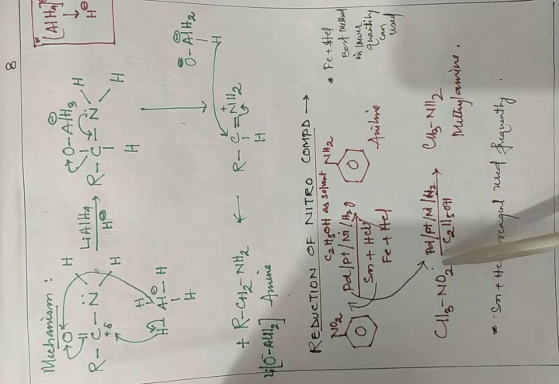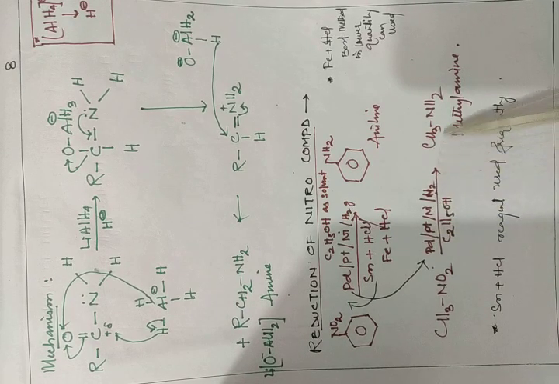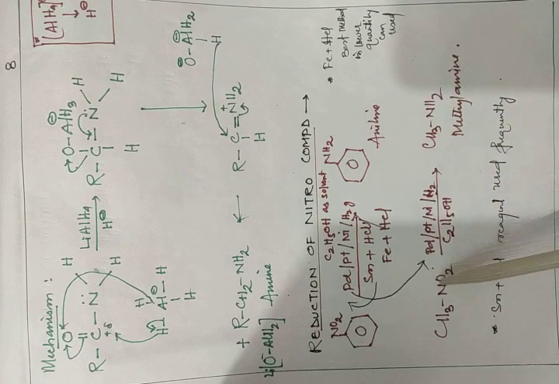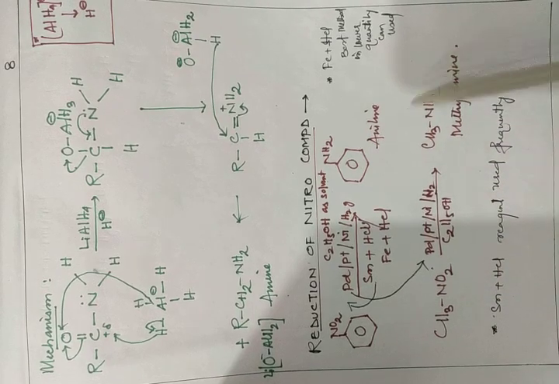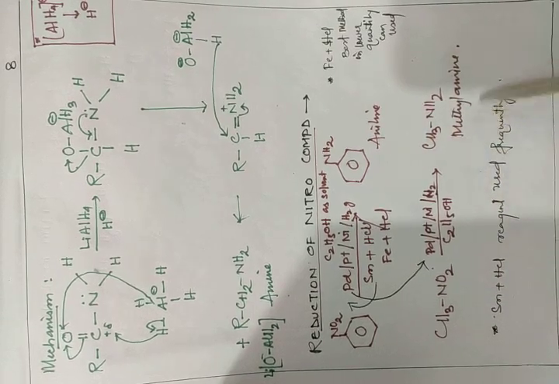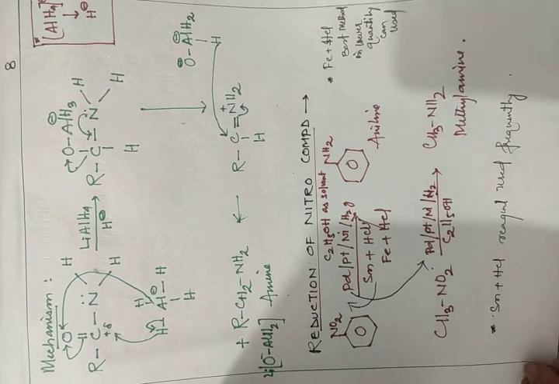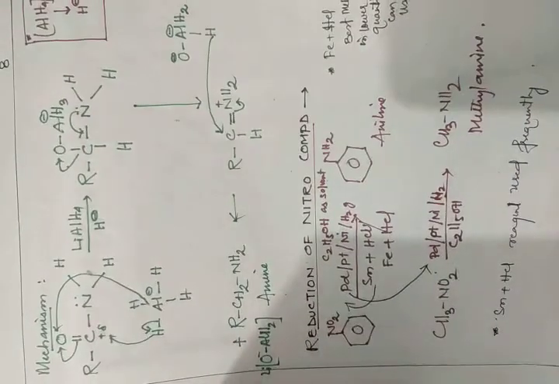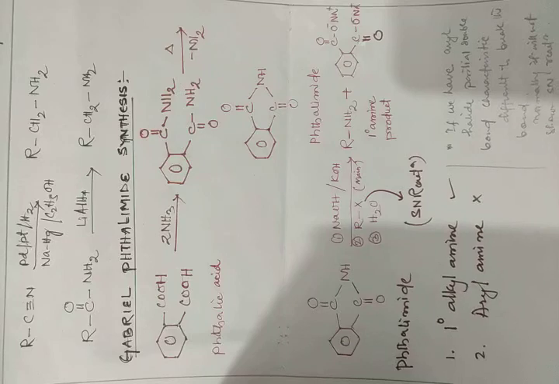Now for nitromethane, we use platinum, palladium, or nickel hydrogenation, then methylamine, in ethanol. At that time we will get a primary amine, that is methylamine. Stannous chloride and HCl reagents are used very frequently.